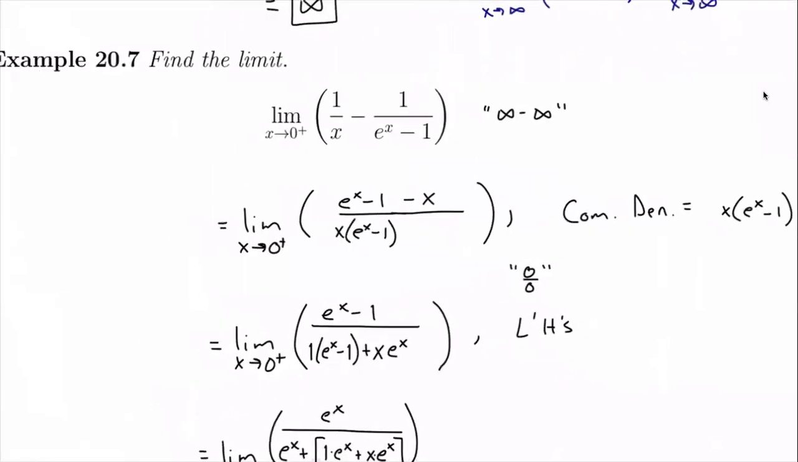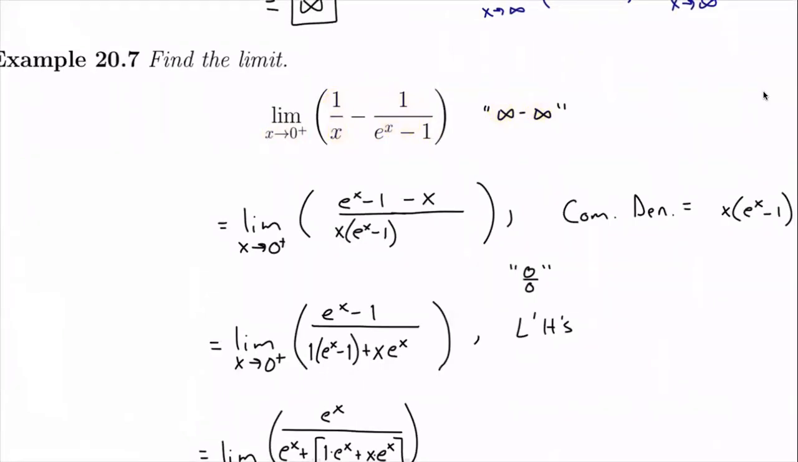X is going to approach 0 from the right. 1 over x, well, that's approaching infinity, minus 1 over e to the x minus 1. Okay, x is approaching 0. E to the 0 is 1. 1 minus 1 is 0. So the denominator here is approaching 0. 1 over 0, well, that's going to approach infinity. So I have infinity minus infinity. So I have an indeterminate difference.